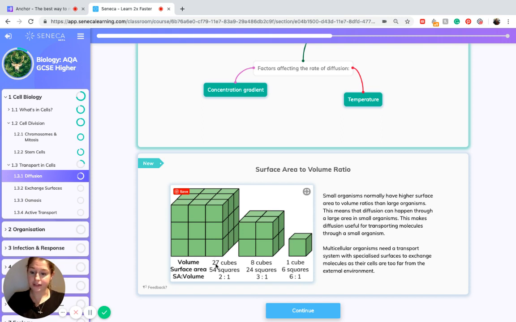Then, if we increase this to 27 cubes, all the different faces that make up the surface area become 54. And this ratio of the surface area to the volume is 2:1. So again, this surface area to volume ratio is getting smaller. And this explains why a small organism, for example, the 1 cube organism, has a high surface area to volume ratio, whereas the large organism, for example, with the 27 cubes, has a small surface area to volume ratio.